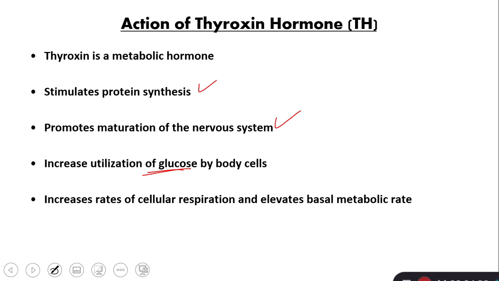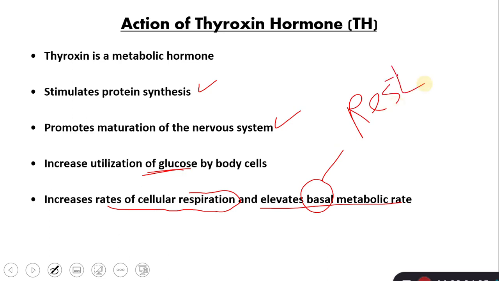It increases oxygen consumption by elevating the rates of aerobic respiration. Aerobic respiration happens in the mitochondria and oxygen is required. So thyroxine elevates the basal metabolic rate, which is your metabolism during basal condition. This means during rest without doing an effort.